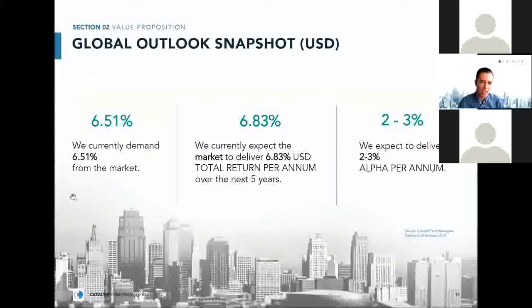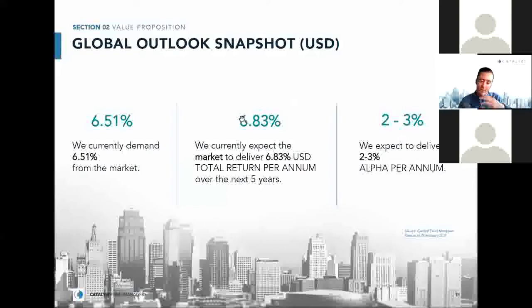At the moment, as we touched on earlier, we build up a required rate of return for every stock in our investment universe. At the moment, we demand 6.5% from the sector. When we look at the sector as a whole, we see about 6.8%, and that's our total return expectation per annum over the next 5 years. Obviously not necessarily in a straight line, but on average over the next 5 years. And that's what we expect the sector to deliver as a whole.